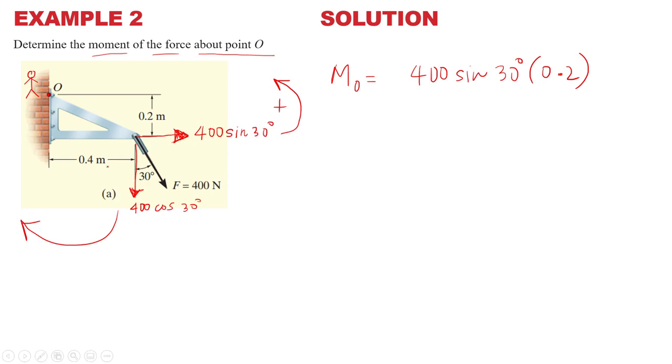Betul ke? So it's a negative ke positive. This one is clockwise, arah jam. So this one is a negative, this one is a negative. So this one is a negative, so put a negative sign. 400 cos 30. 400 cos 30, going down.